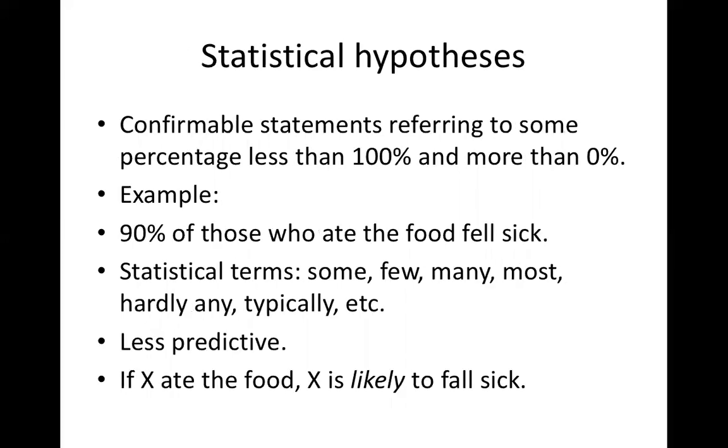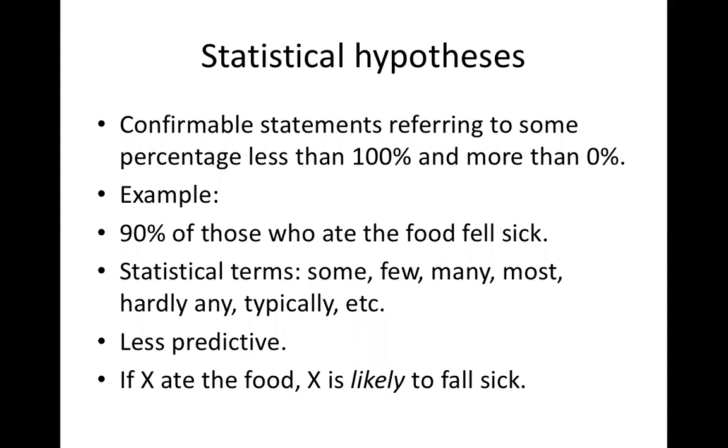Now, statistical hypotheses are confirmable statements referring to some percentage less than 100% and more than zero. Example: 90% of those who ate the food fell sick. That's a statistical hypothesis because it doesn't refer to all members of a class. This one is not about all those who ate the food. It's just 90%. So some statistical terms include some, few, many, most, hardly any, typically, and all the rest. Now, statistical statements are less predictive.